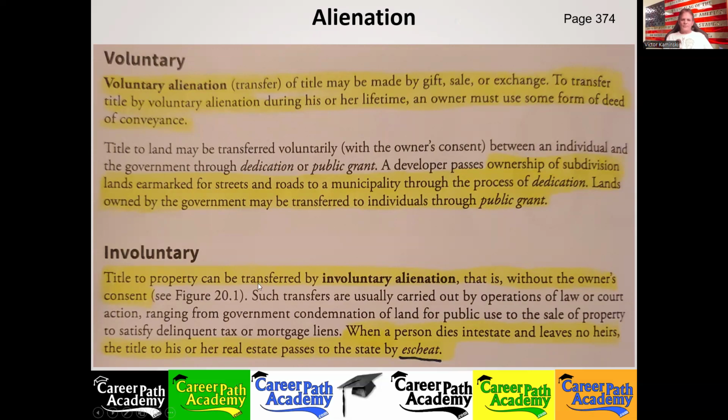Involuntary alienation, title to property can be transferred by involuntary alienation without the owner's consent. Or when a person dies intestate and leaves no heirs, the title to their real estate passes to the state through the process of escheat, which we will go over that entire process and how it works. I gave you the basic rundown, but we'll go over it in a little more detail. Like if you die intestate without a will, who gets your property? Who can lay claim to it? That's an interesting topic.